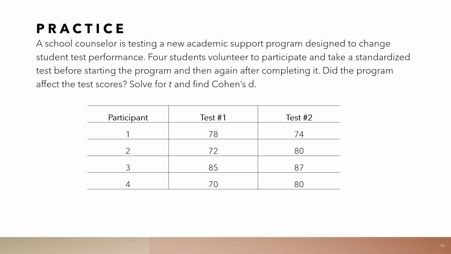Here's a problem for you to try on your own. A school counselor is testing a new academic support program designed to change student test performance. 4 students volunteer to participate and take a standardized test before starting the program and then again after completing it. Did the program affect the test scores? Solve for t and Cohen's d. The answer will be shown in 5 seconds.